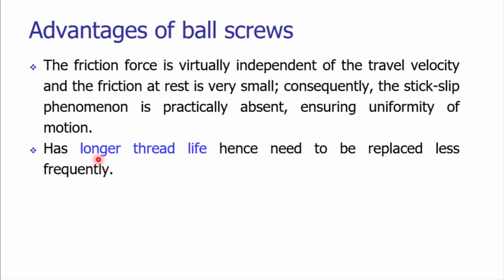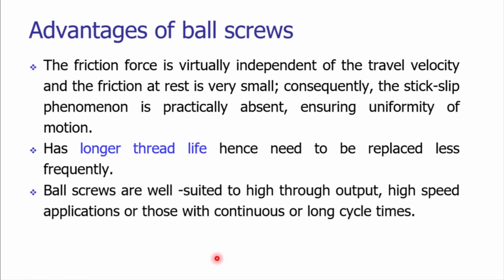Since there is rolling friction, all the advantages associated with rolling friction are helping us to attract wider applications of the ball screws inside the automation industry. The thread life is longer. As the efficiency is very high, where we are getting very high output, we can go for high speed applications as well, and we can expect longer cycle times.